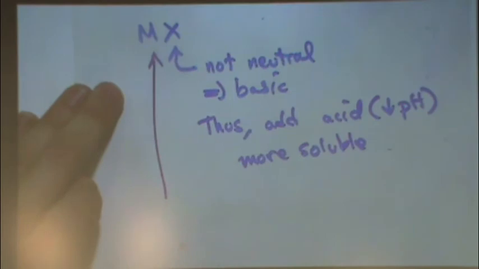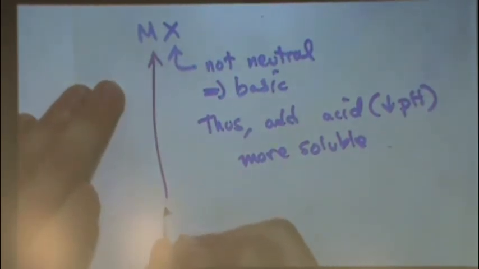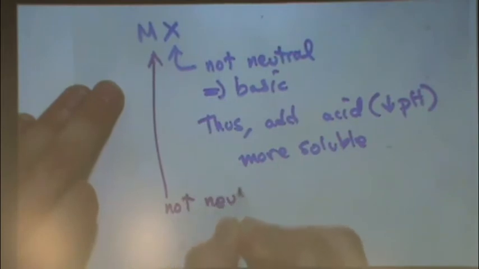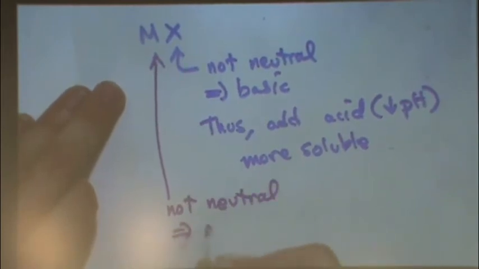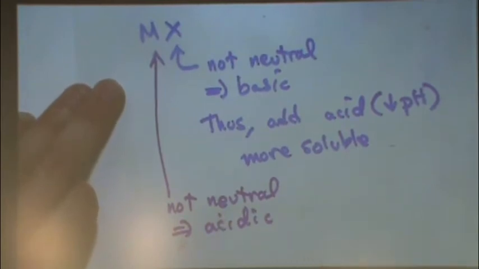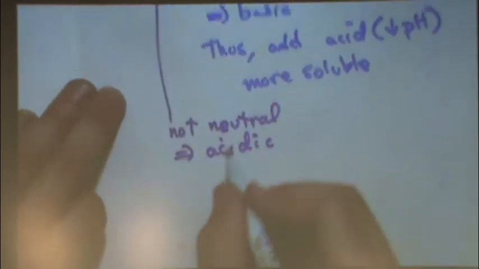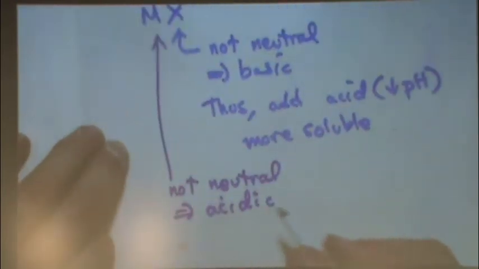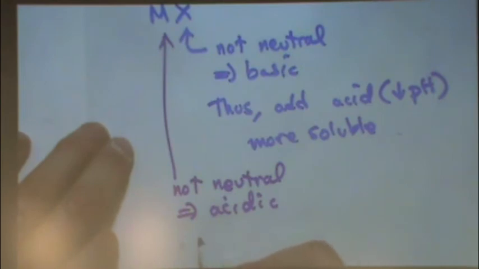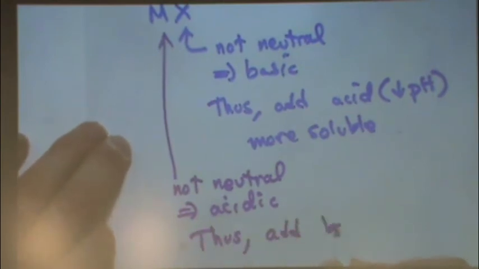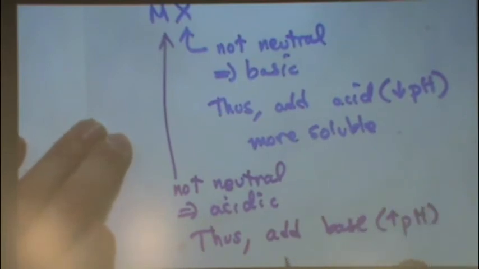But it's also true, and this is not true in the old finals, that if this is not neutral, then it's what? Why? Because it's a cation, it has a positive charge. It's an electron pair acceptor. That's a Lewis acid. So if that's not neutral, then it's acidic, and thus you can add base or increase pH to make it more soluble.